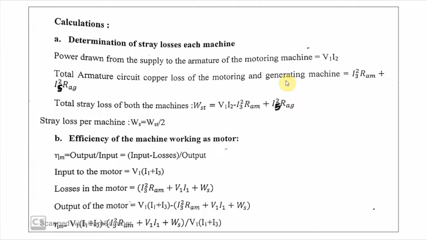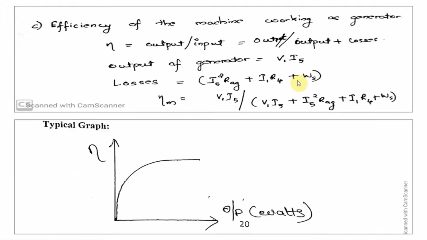Don't get confused with the Swinburne's test. In the Swinburne's test, we conducted experiment only on one machine, and we calculated the efficiency when the same machine was acting as motor and if it acts as a generator, what will be the efficiency. That was predetermined in the Swinburne's test. But in case of Hopkinson's test, we are not predetermining the efficiency here. The machine which is acting as motor, the efficiency is calculated using its losses, and the machine which is acting as a generator, its efficiency will be calculated.